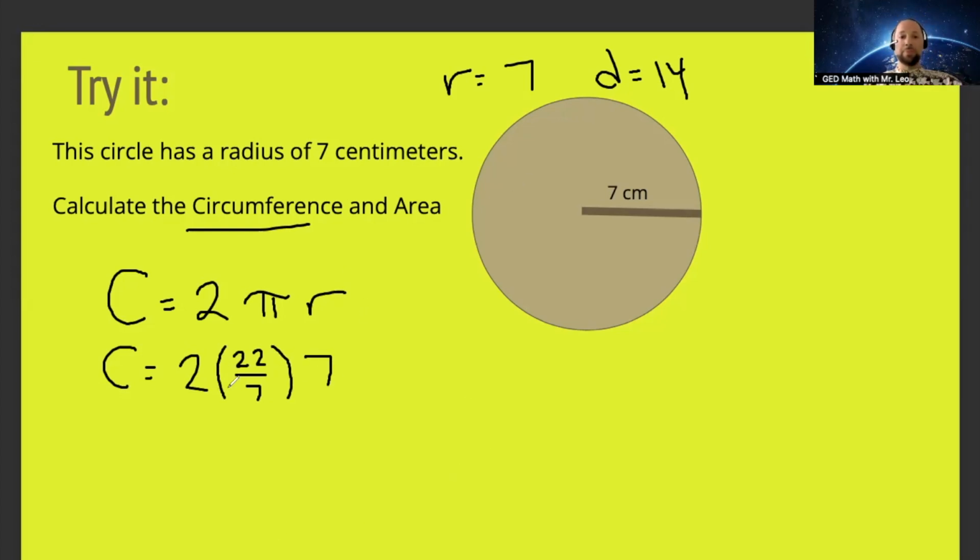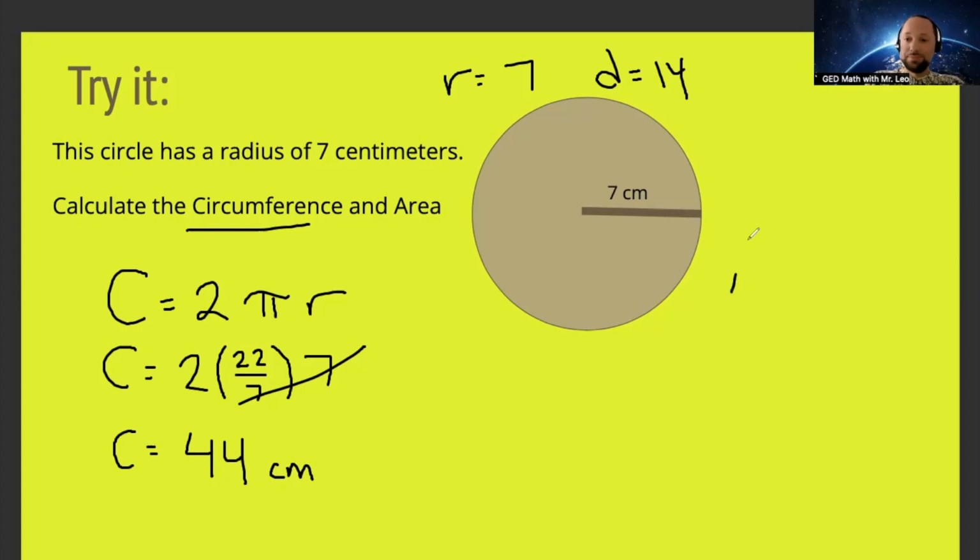Did I do that right? 2 is 2. Pi is this new variation, this new fraction, 22/7. Radius is 7. Here's the point. I don't even need a calculator. The 7 on the bottom cancels with this 7. We're left with 2 times 22. In the head, that's 44. I'm done. 44 centimeters. Look at that. No calculator.